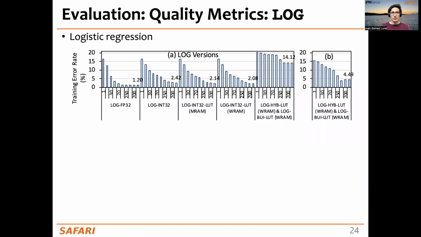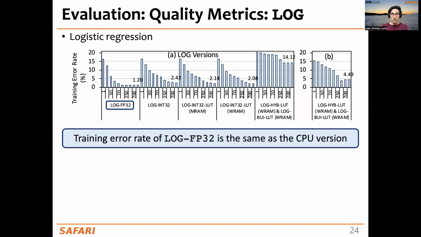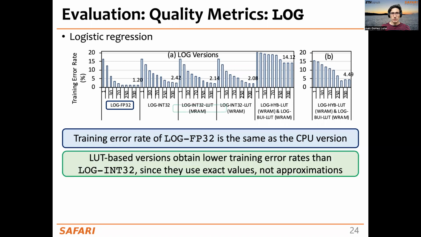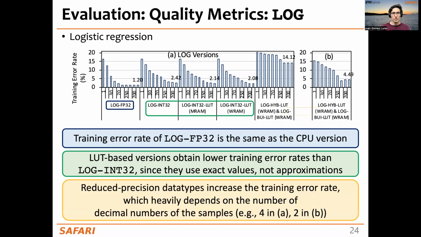For logistic regression, we have evaluated all the 6 different versions as well, and we represent here the training error rate. The first observation again is that the training error rate for the 32-bit floating point version is the same as for the CPU version. The second observation is that the LUT-based versions obtain lower training error rates than the 32-bit integer version, since they use exact values and not approximations, exact values that are stored in the lookup table.